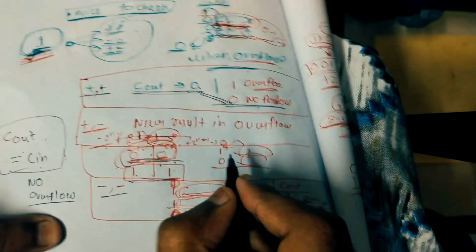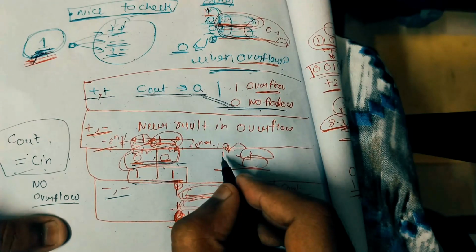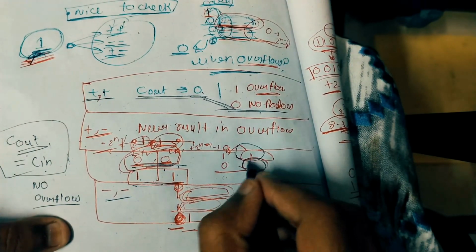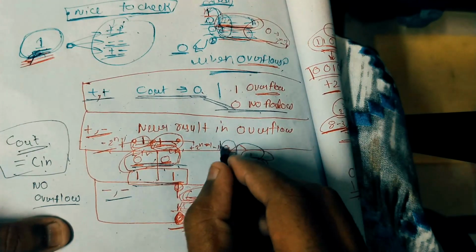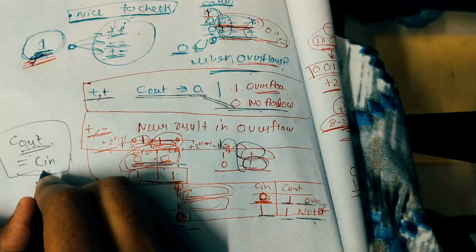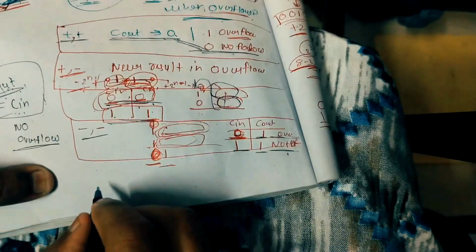So just to check if the addition results in an overflow or not, calculate the carry out and the carry in from the sum of these two numbers. Check if they are equal. If they are equal, then there is no overflow. If they are not equal, there is overflow.